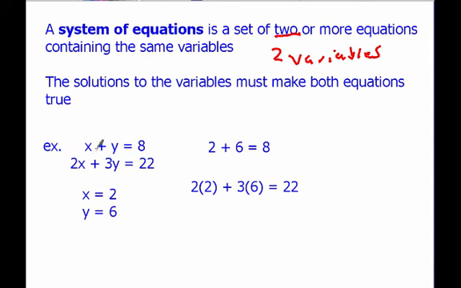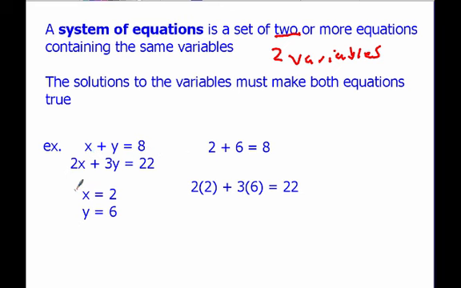Like, for example, down here, x plus y equals 8 and 2x plus 3y equals 22. These are two equations with the same variables x and y. The solutions to the variables have to make both equations true, meaning x plus y must equal 8 and 2 times x plus 3 times y has to equal 22.